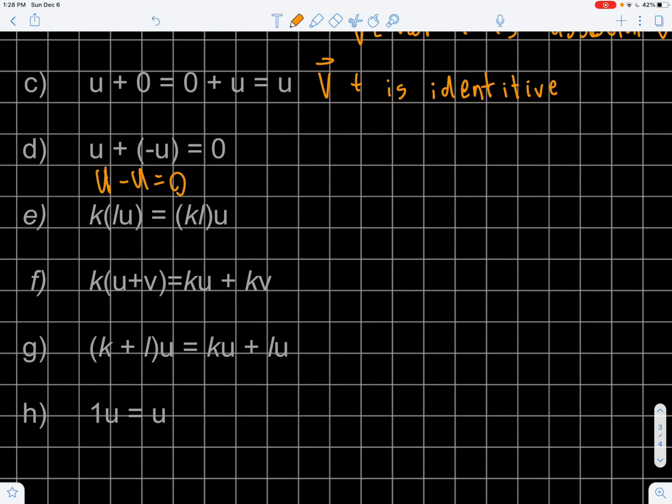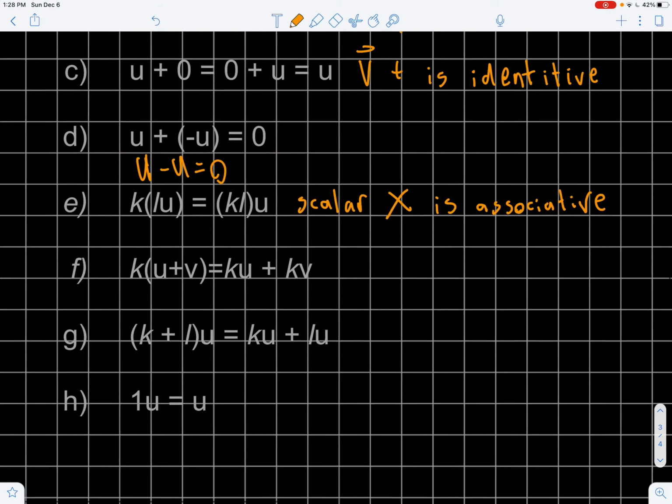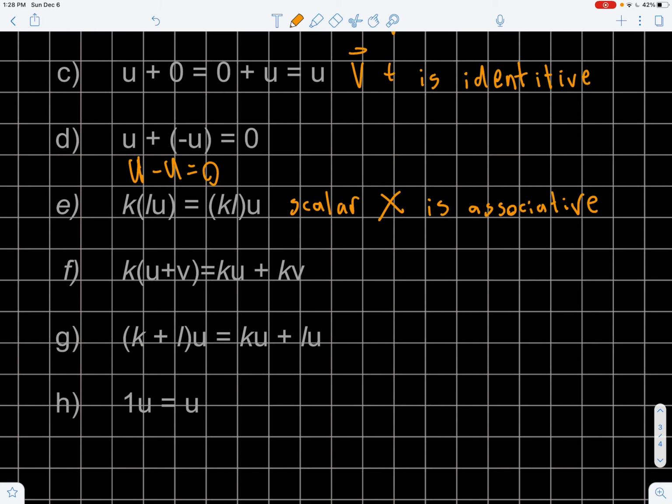All right. k times (l times u) equals (kl) times u, which is to say that scalar multiplication is also associative. Grouping doesn't matter. And it's not explicitly stated, but it's also commutative, in case you didn't catch that.